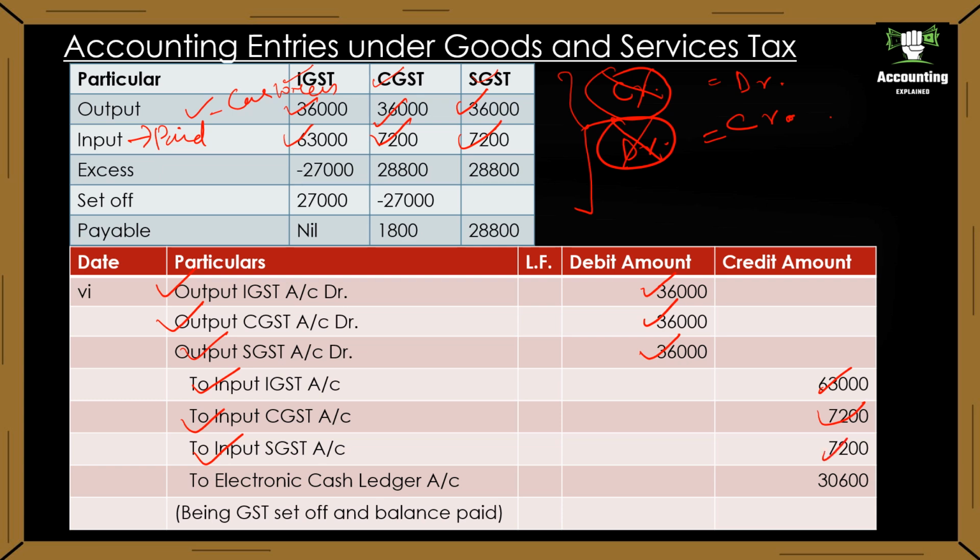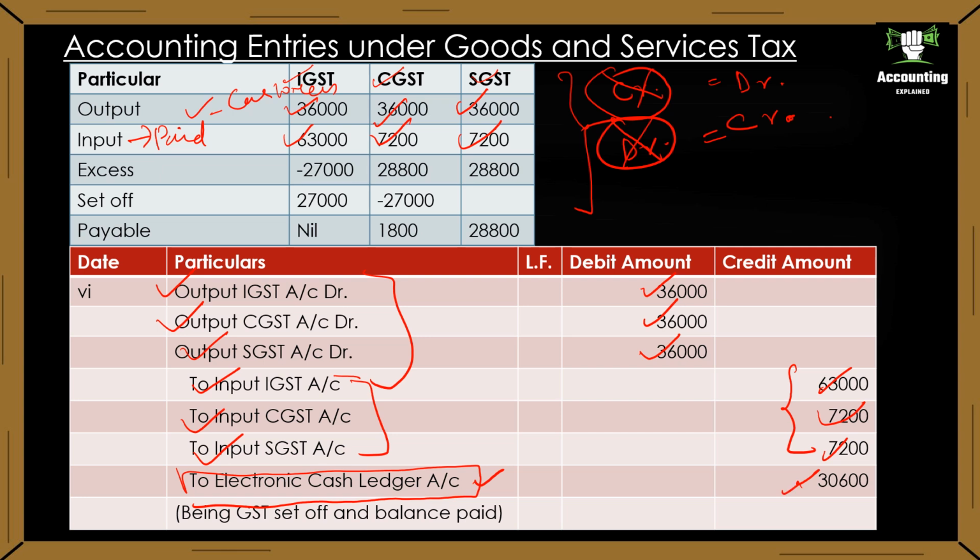Now the two transactions, debit and credit side, do not tally. What we have to do? We have to transfer the excess amount to electronic cash ledger. The credit side is short by 30,600. So we are crediting it to electronic cash ledger account by 30,600.